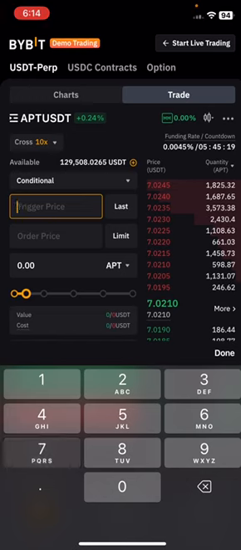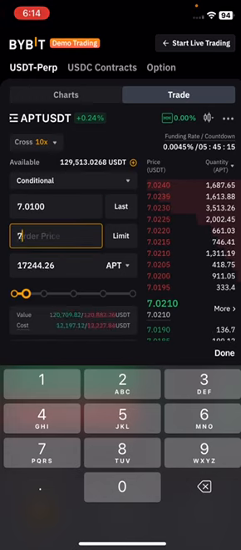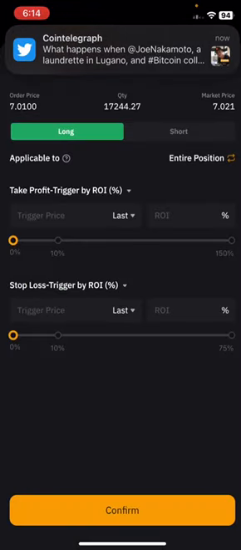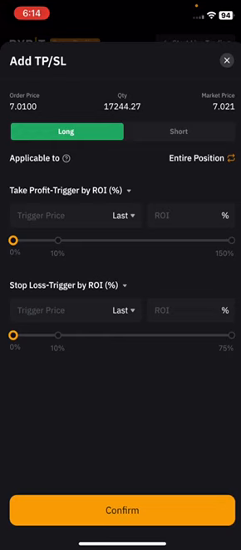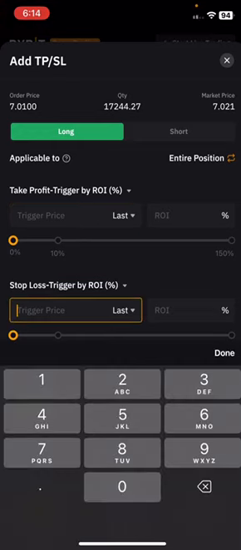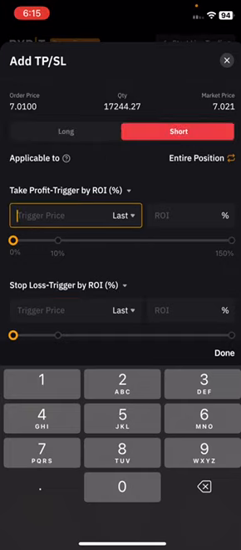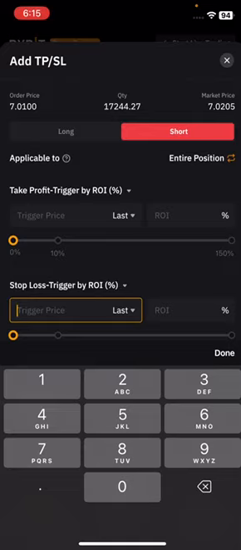Okay, let's just make it 7.0 whatever, just so that I'll be able to demonstrate again how to set the take profit and stop loss. So for a buy conditional limit order, you then set the take profit and stop loss here, and then for a sell limit conditional order, you then set the take profit and stop loss here.